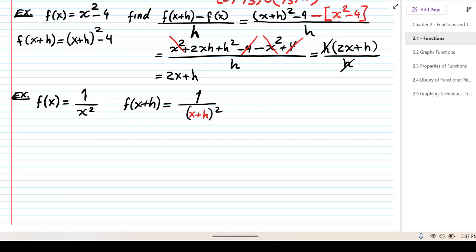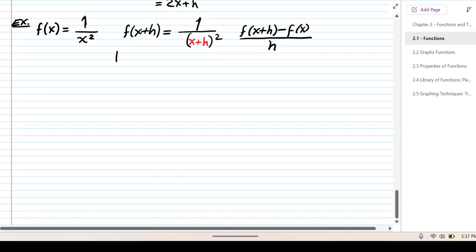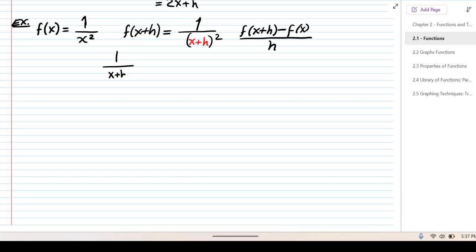And let's see. Okay, I was going to expand it. Let's go ahead and not do that yet. So my difference quotient now, let's work the difference quotient, is f at x plus h minus f of x, divided by h. So I'm going to put 1 over x plus h quantity squared, that's this part, minus f of x, which is the original function, 1 over x squared. And then all of that divided by h.